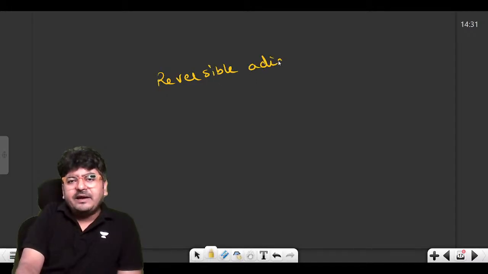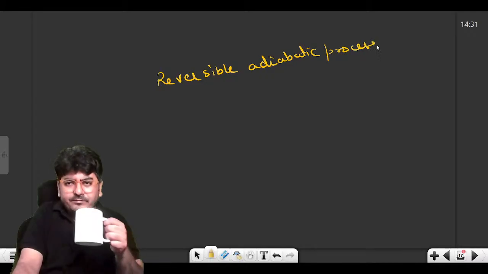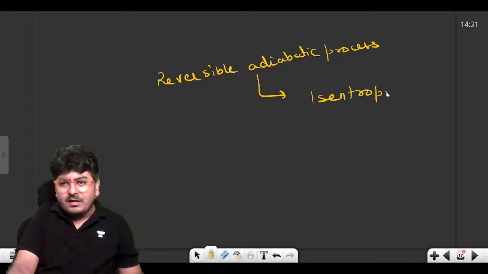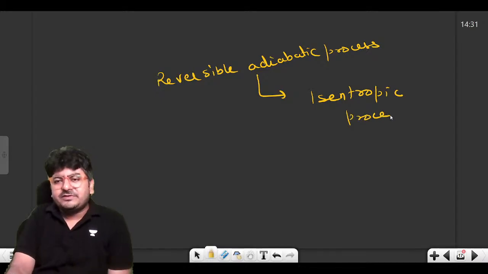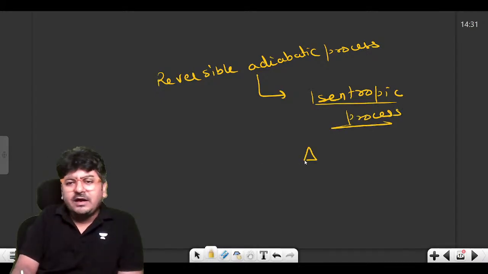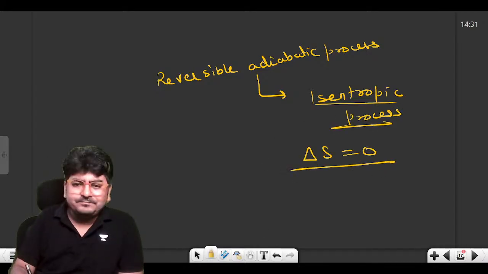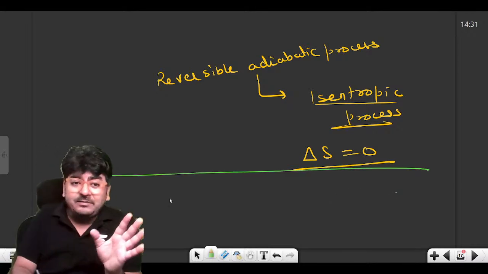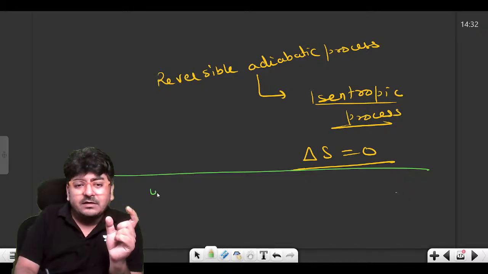Reversible adiabatic process, also known as isentropic process, because entropy change will be zero. Correct. But आप ये मत बोलना कि सभी adiabatic process होती है. No, again I am clearing this thing.